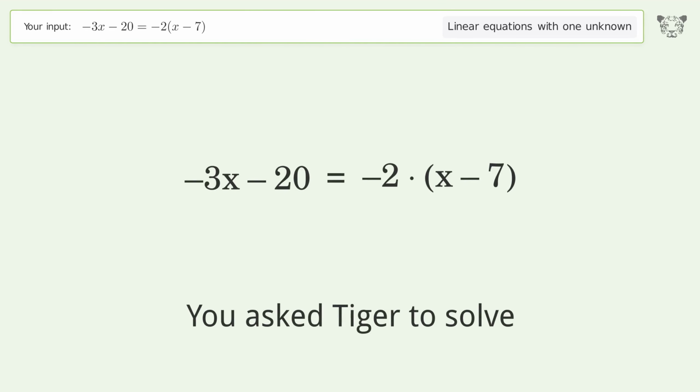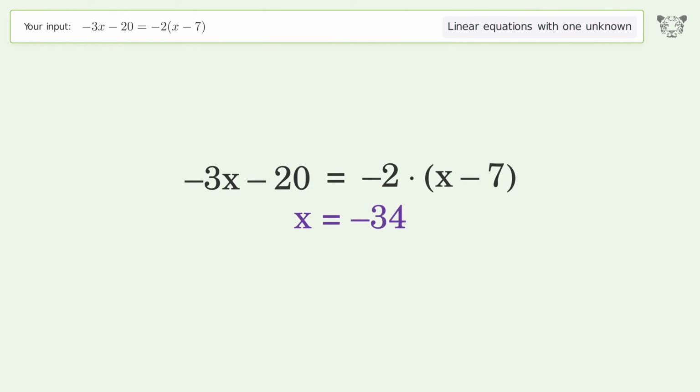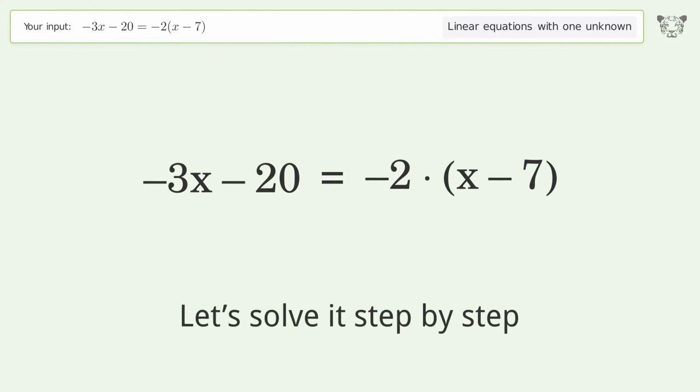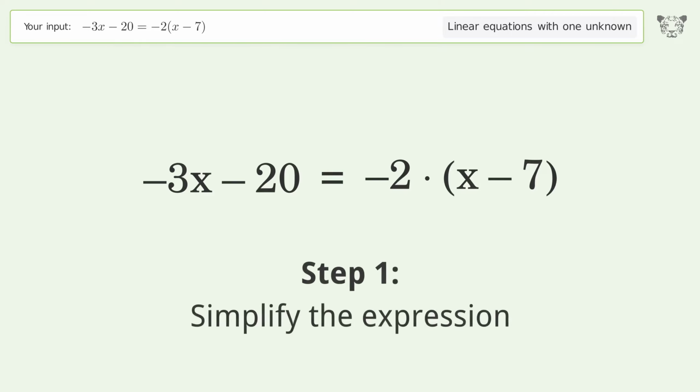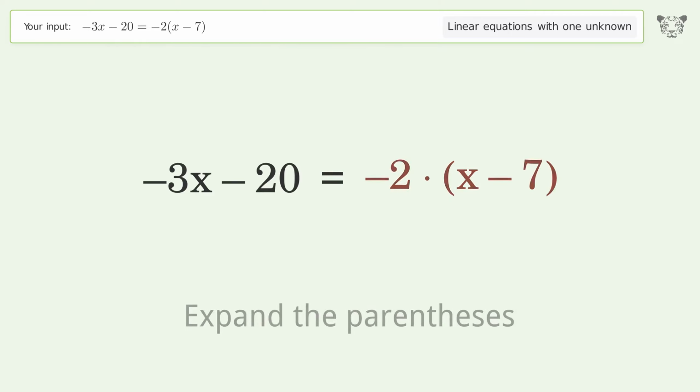You ask Tiger to solve. This deals with linear equations with one unknown. The final result is x equals -34. Let's solve it step by step. Simplify the expression. Expand the parentheses.